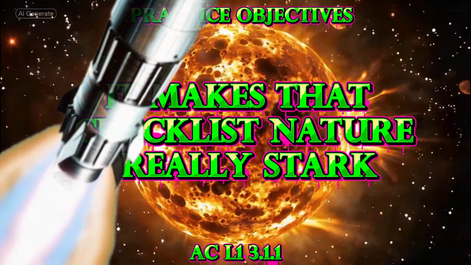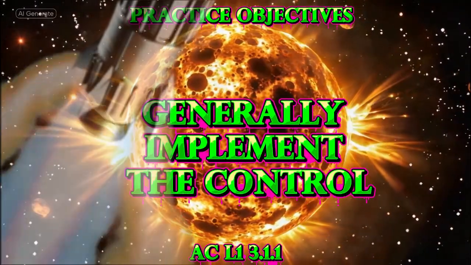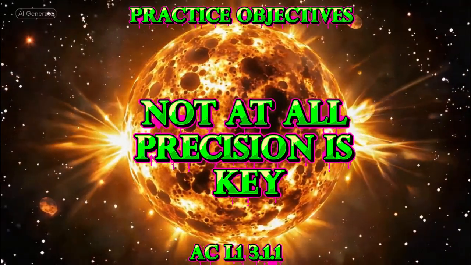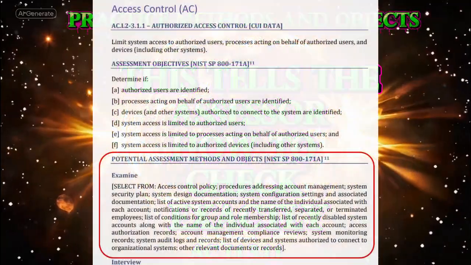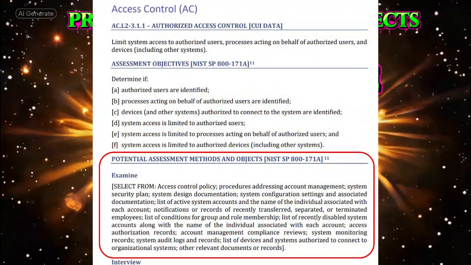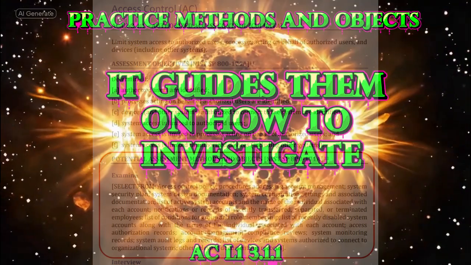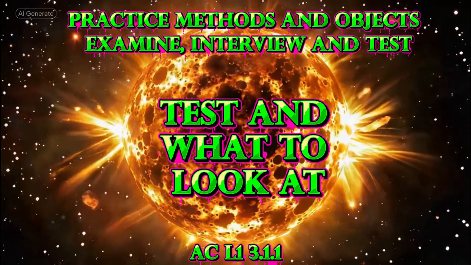It makes that checklist nature really stark. You can't just generally implement the control. Not at all. Precision is key. The third component is the potential assessment methods and objects. This tells the assessor how to check. Exactly. It guides them on how to investigate: examine, interview, test, and what to look at.